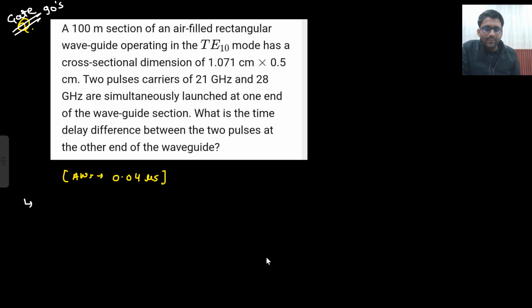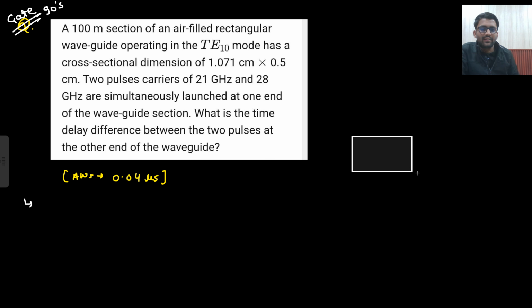Okay, let's start this question. What they are saying: a 100-meter section of an air-filled rectangular waveguide operating in dominant mode has a cross-section dimension of 1.071 and 0.5 centimeter, and two pulses having frequency of 21 gig and 28 gig are simultaneously launched. Then what is the time delay difference between two pulses at the other end of the waveguide?